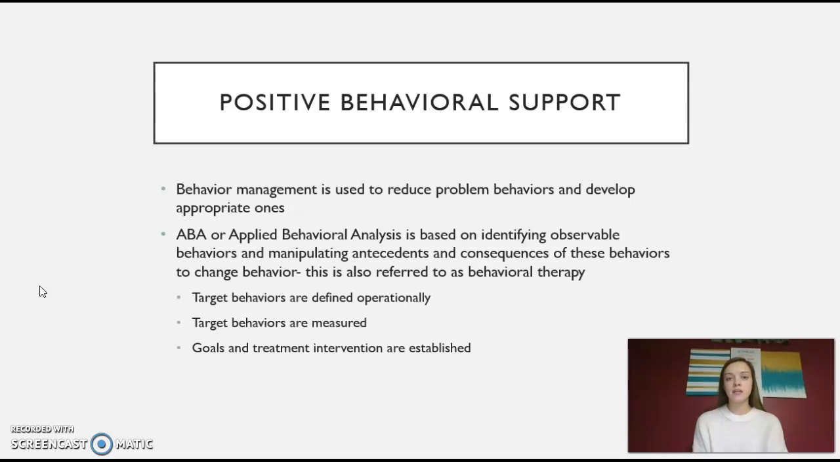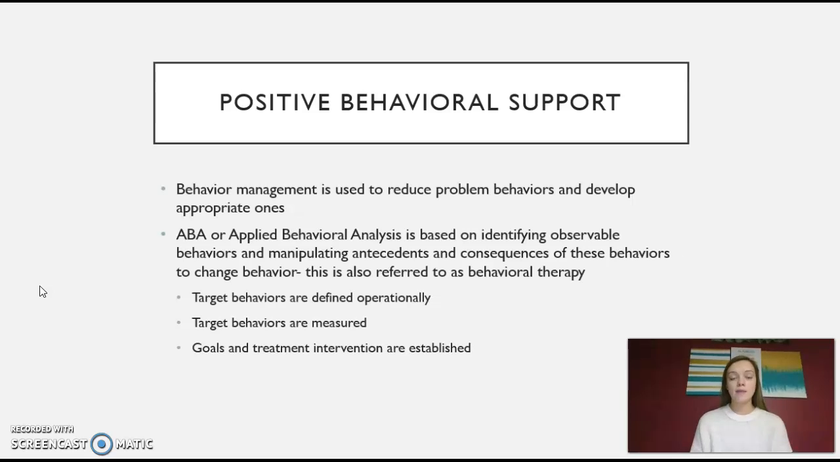So behavior management is used to reduce problem behaviors and develop appropriate ones. ABA, or Applied Behavior Analysis, is based on identifying observable behaviors and manipulating antecedents and consequences of these behaviors to change behavior. This is also referred to as behavioral therapy. So there's three main parts of ABA, which the first part is target behaviors are defined operationally. Second, target behaviors are measured, and third, goals and treatment intervention are established.